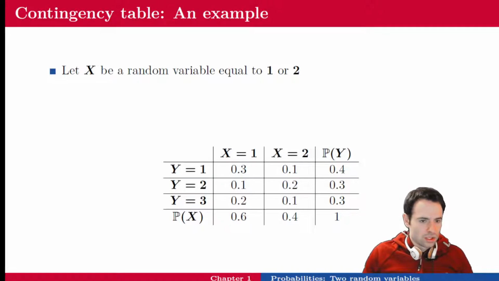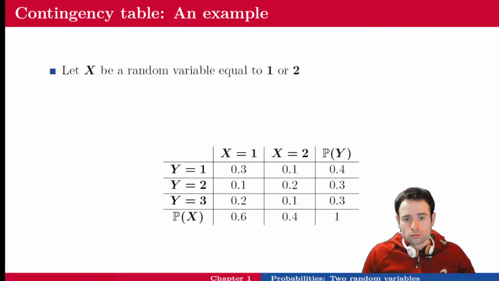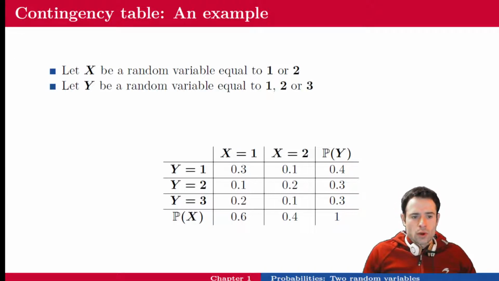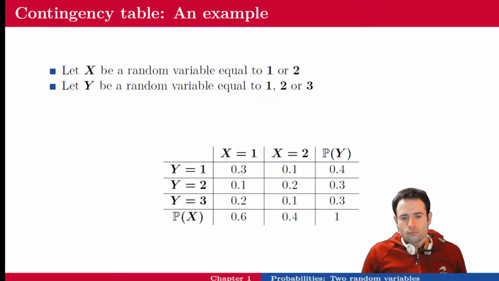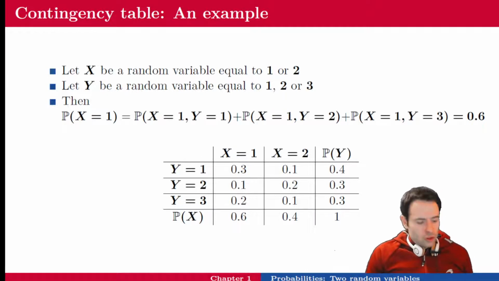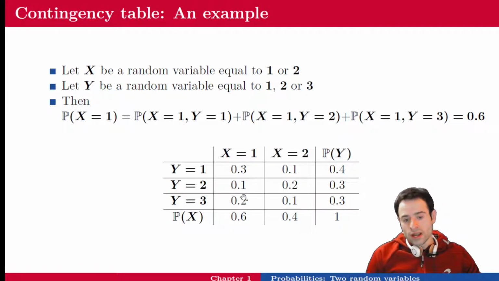So, let's start with the random variable x that can be equal to 1 or 2. Let's assume that there is a random variable y that can be equal to 1, 2, or 3. And the first contingency table I'm giving you here contains these 6 numbers. I haven't given you, technically, the marginal probabilities yet. I just give you the joint probabilities, and from there you can guess what the marginal probabilities will be.